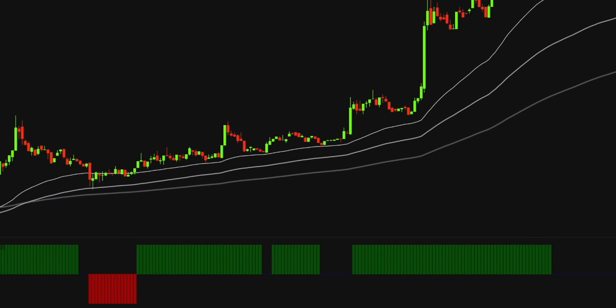So, what are the entry rules for this trading strategy? Well, let me show you an example of a long trade. First, we wait until the price closes above the moving averages.